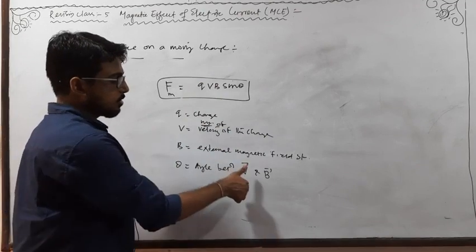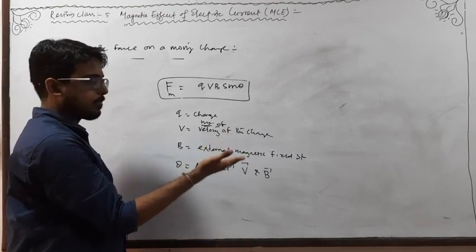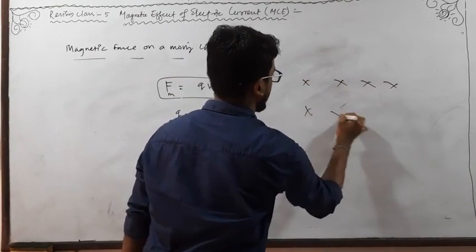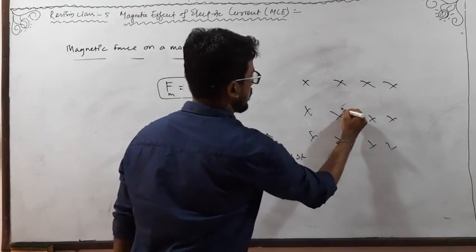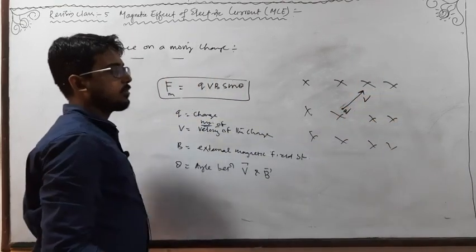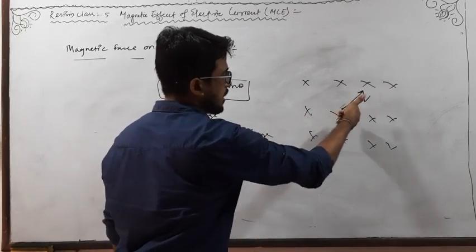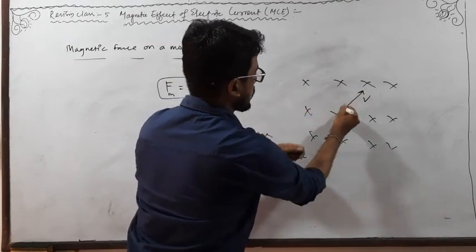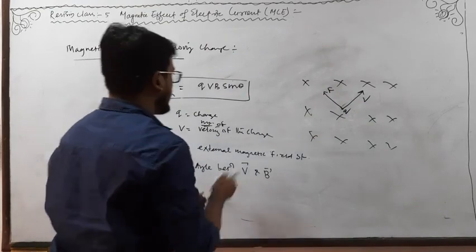And the direction of the force can be obtained by using the right hand palm rule. If I am stretching the thumb along the direction of v and fingers along the direction of B, then the direction of the palm will show the direction of force. If there is a magnetic field acting into the plane, and the charge q is moving along this direction with velocity v, then the direction of force will be obtained by using the right hand palm rule. I am stretching the thumb along the direction of v and fingers along the direction of B into the plane, so the palm will show the direction of force, so the force direction will be like this. Okay, clear? And its magnitude will be this much.